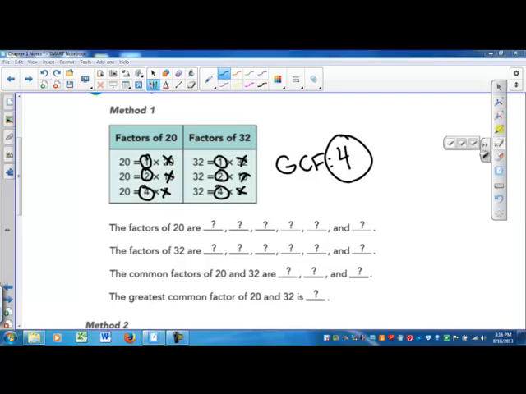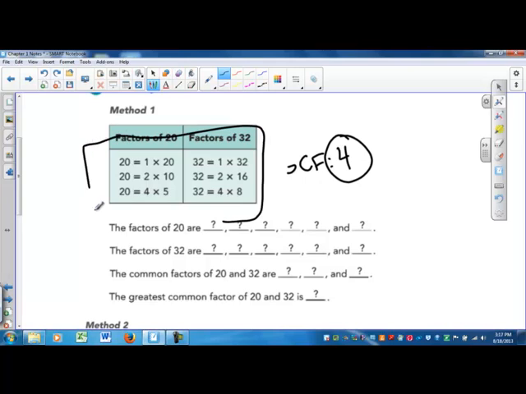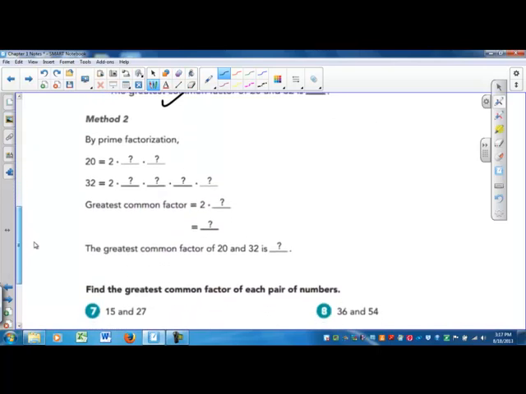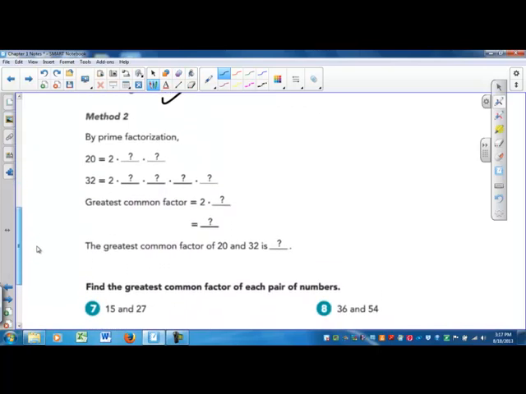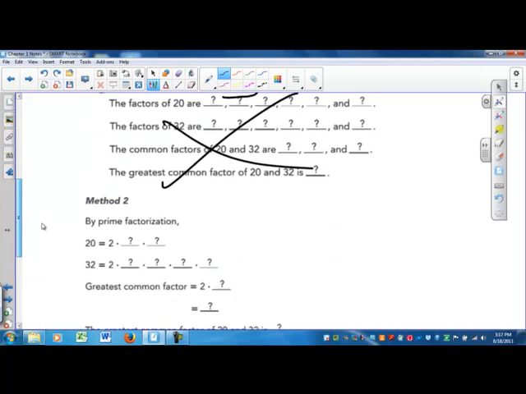Now, as I said, this method is not the best method if you struggle with your math facts. And you don't have to worry about filling any of this out. I'm not worried about it right now. But if you go down here to method 2, using prime factorization, let's do that real quick.